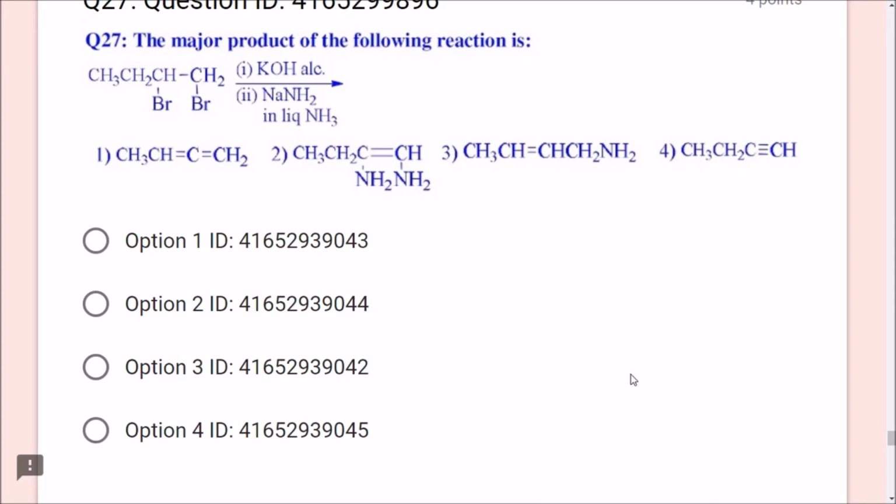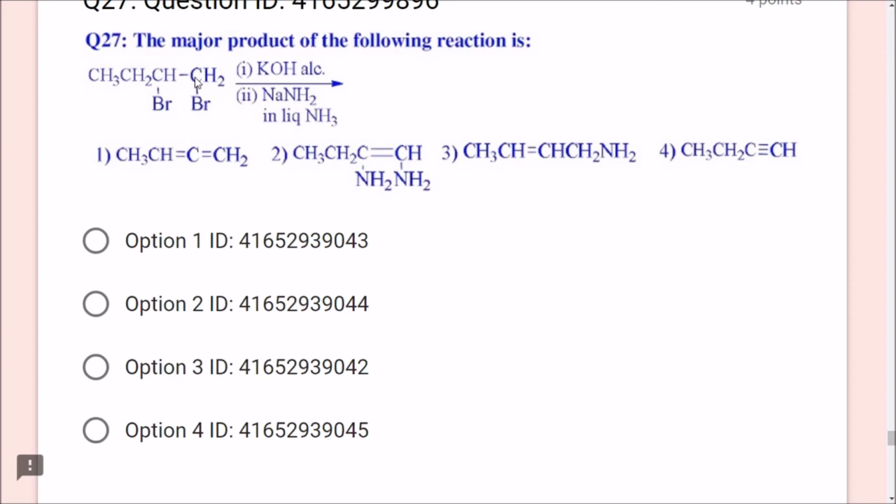Next, question number 27. The major product of the following reaction is... yes, they have taken 1,2-dibromobutane. What are they going to do? They are treating with alcoholic KOH. Alcoholic KOH promotes an elimination reaction. Then they are treating with sodium amide in liquid ammonia. What is the intermediate? In the first step, it is going to lose this bromine and form this double bond here.